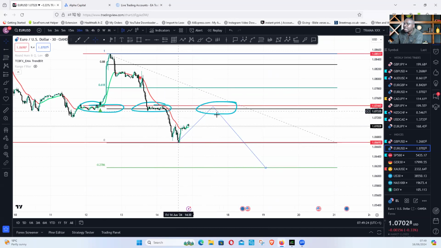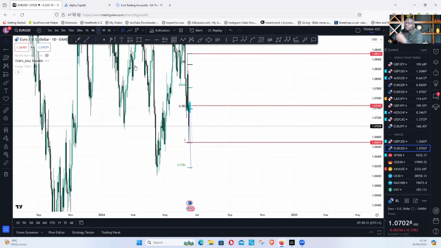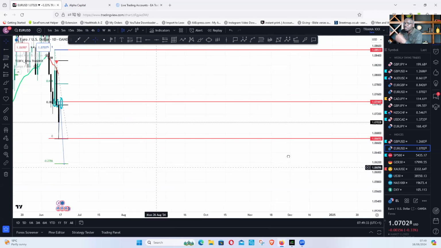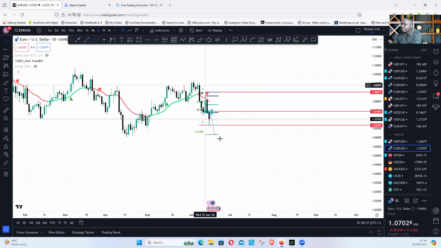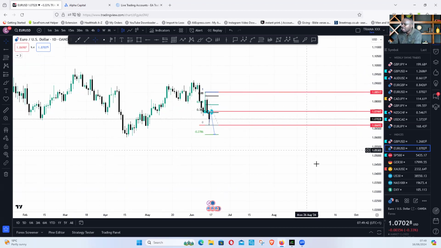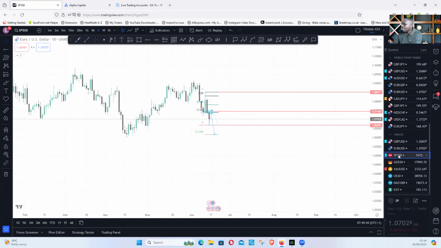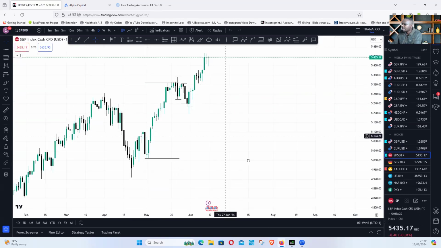Because if you break above the high, and the previous daily candle has closed above, then we'll be looking for bullish. You know what I mean? So that's what I'm looking at. But already, even on the daily, we are looking very bearish as well on Euro USD. So that's what I think I'm going to be doing next week. Now let's look at SP500.